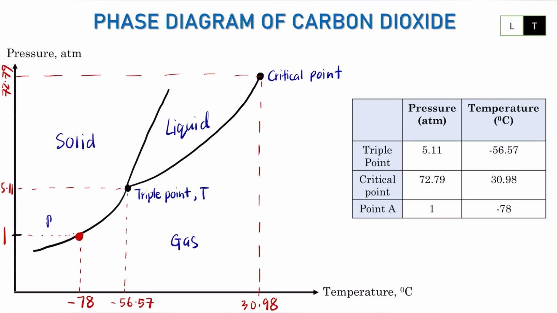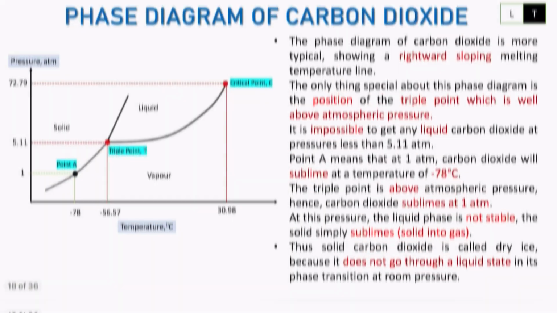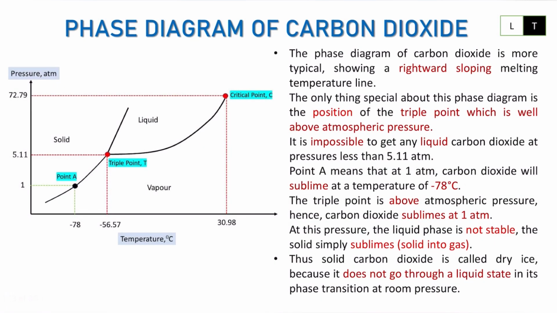Saya label point A. So, saya dah complete phase diagram of carbon dioxide dengan axis yang betul, temperature yang betul, seperti mana yang diberikan dalam saya punya table. Dan seterusnya saya juga label all three phases dan juga triple point, critical point and point A. So mari kita discuss sedikit tentang phase diagram of carbon dioxide.